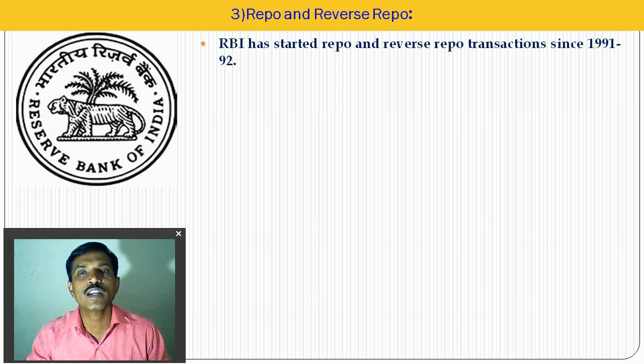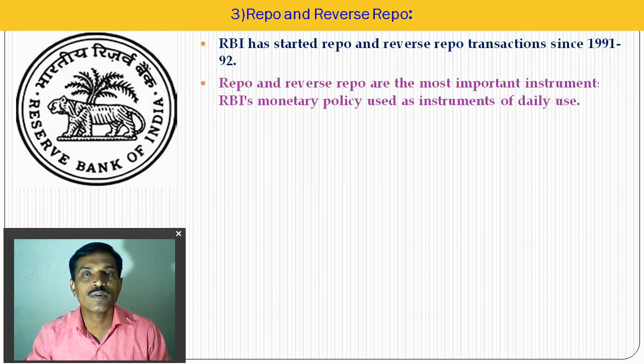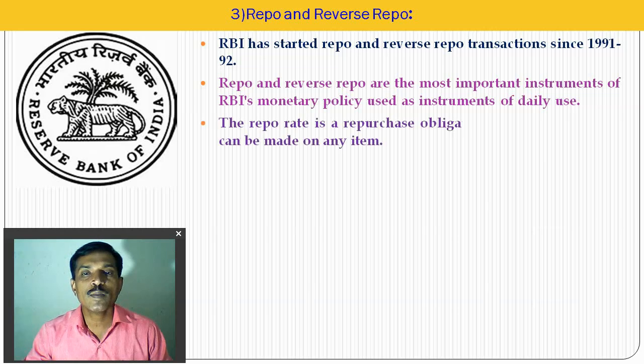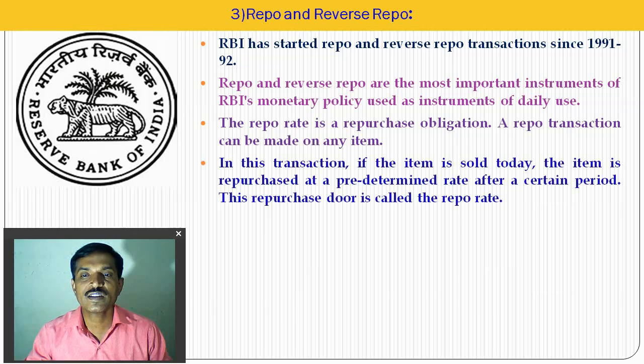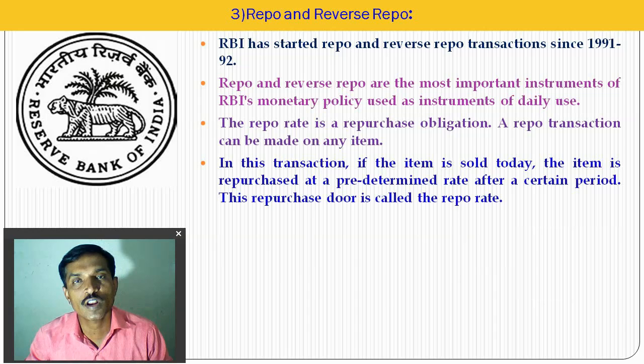RBI started the repo and reverse repo transactions in 1991-92. The repo and reverse repo are the most important instruments RBI monetary policy uses daily. The repo rate is the repurchase obligation; a repo transaction can be made on any item. So in the transaction, if the item is sold today, the item is repurchased at a predetermined rate after a certain period. This repurchase rate is called the repo rate.